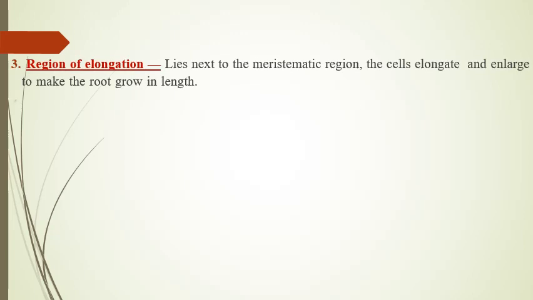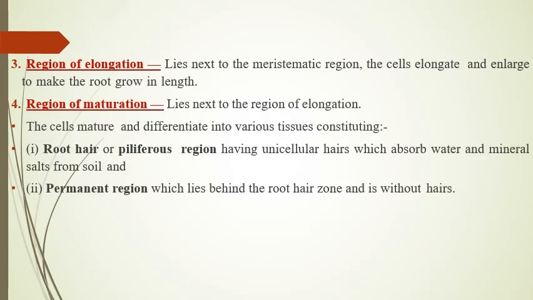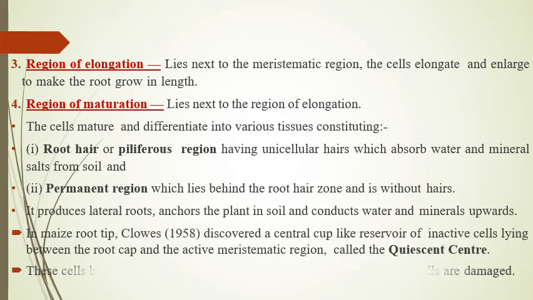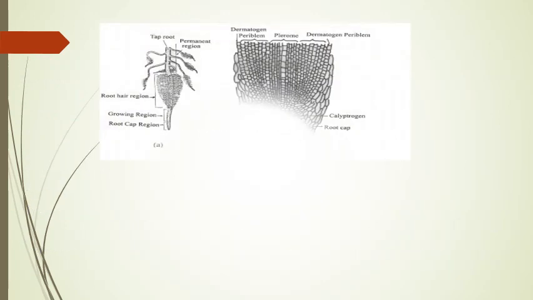So, by mistake I repeated this slide again. Yes, you can see this in this figure. Root cap, calyptogen. Three regions are dermatogen, periblem and plerome.